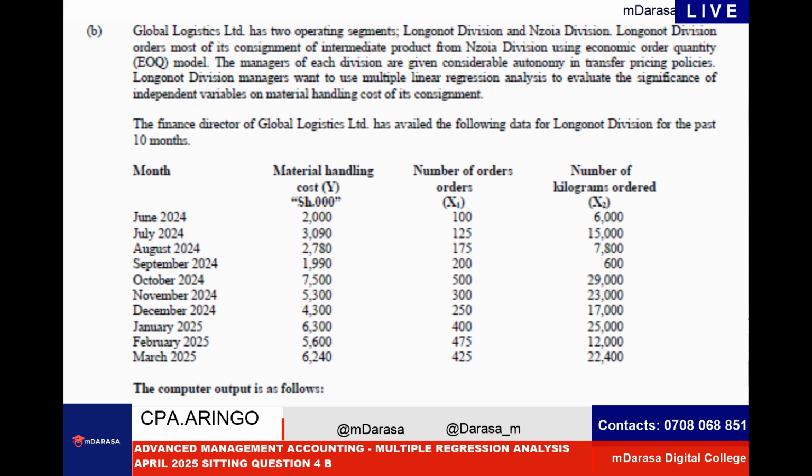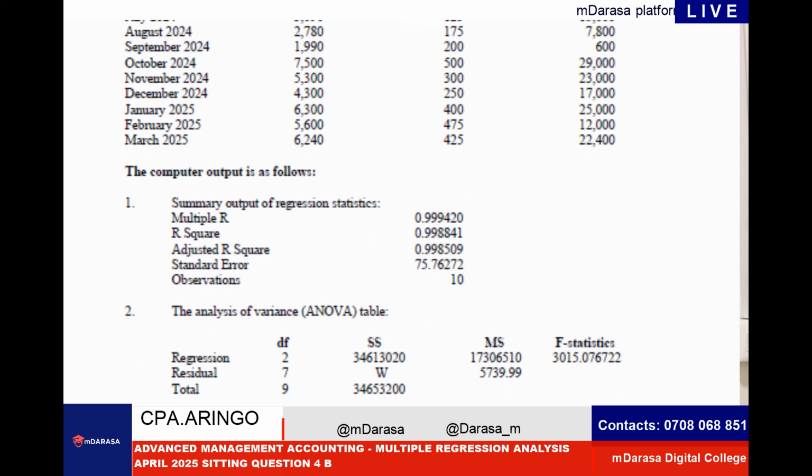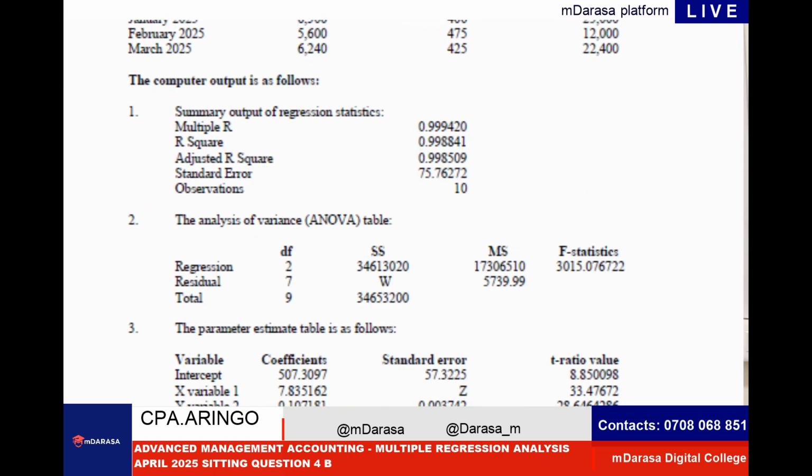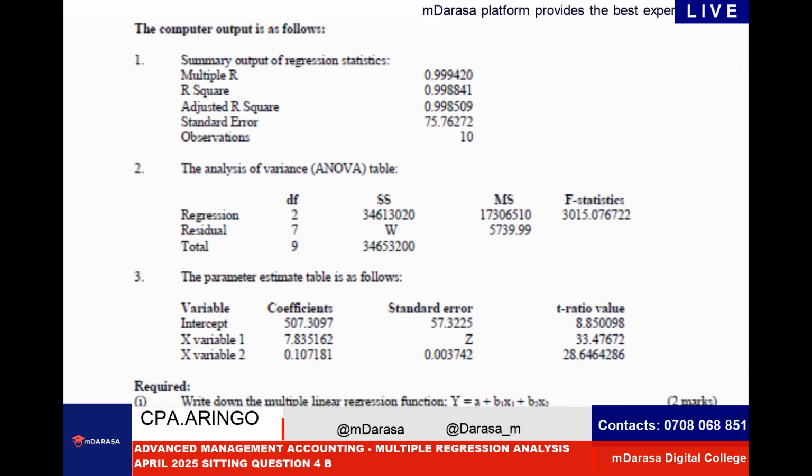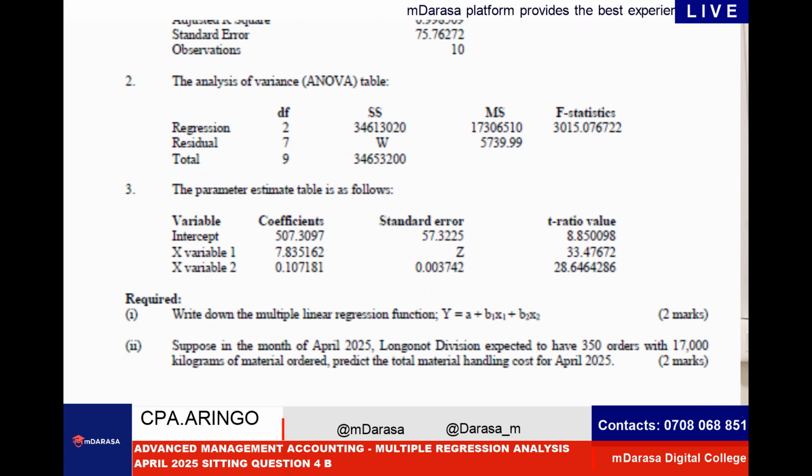So already you can see that we have two variables which are purely independent: number of orders and number of kgs. We're told that the computer output is as follows, where we're given the summary output of regression statistics: the multiple R, the coefficient of determination R square, adjusted R square, standard error, and observations. If you check standard error and the coefficient of determination, all these are in the element that we did earlier in regard to appraisal of regression analysis, where we also talked about the analysis of variance. In the analysis of variance, you're given degrees of freedom, sum of squares, mean square, and also the F statistic. The parameters estimate table is as follows.